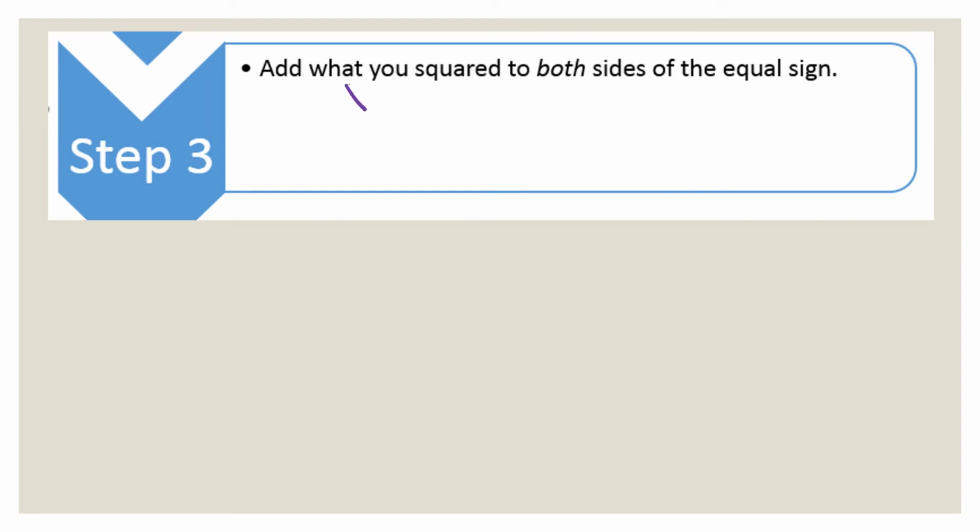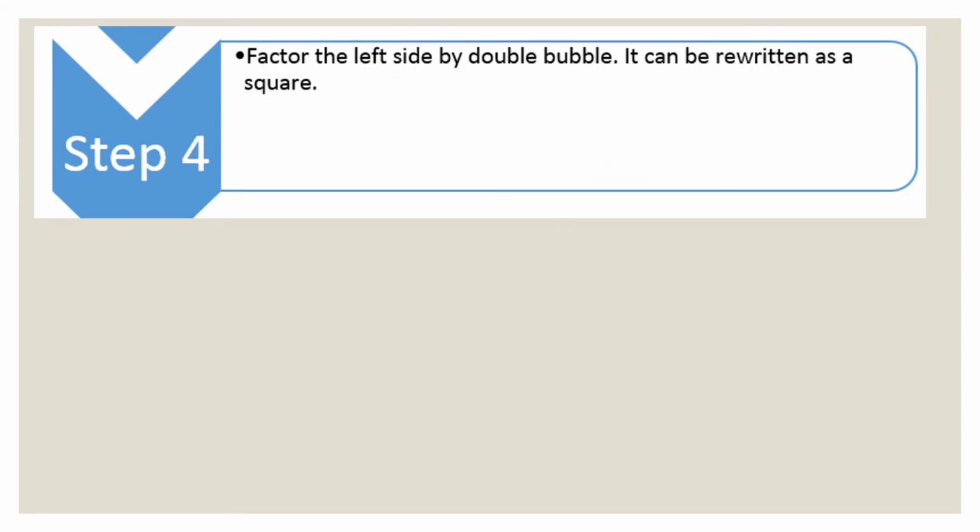Okay, so what we're going to do now is take that number that we just calculated and add it to both sides of our equation. So plus 9 on the left and plus 9 on the right, which will now give us x squared plus 6x plus 9 equals 7 plus 9, or we can simplify it to 16. Okay, so now we have x squared plus 6x plus 9 equals 16.